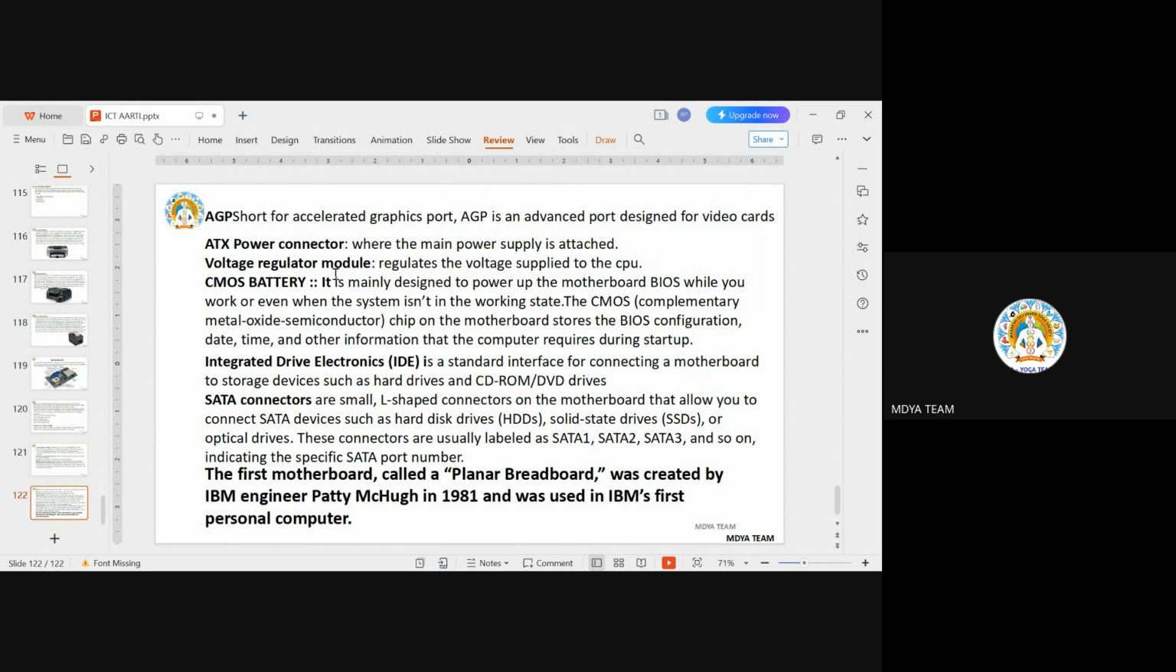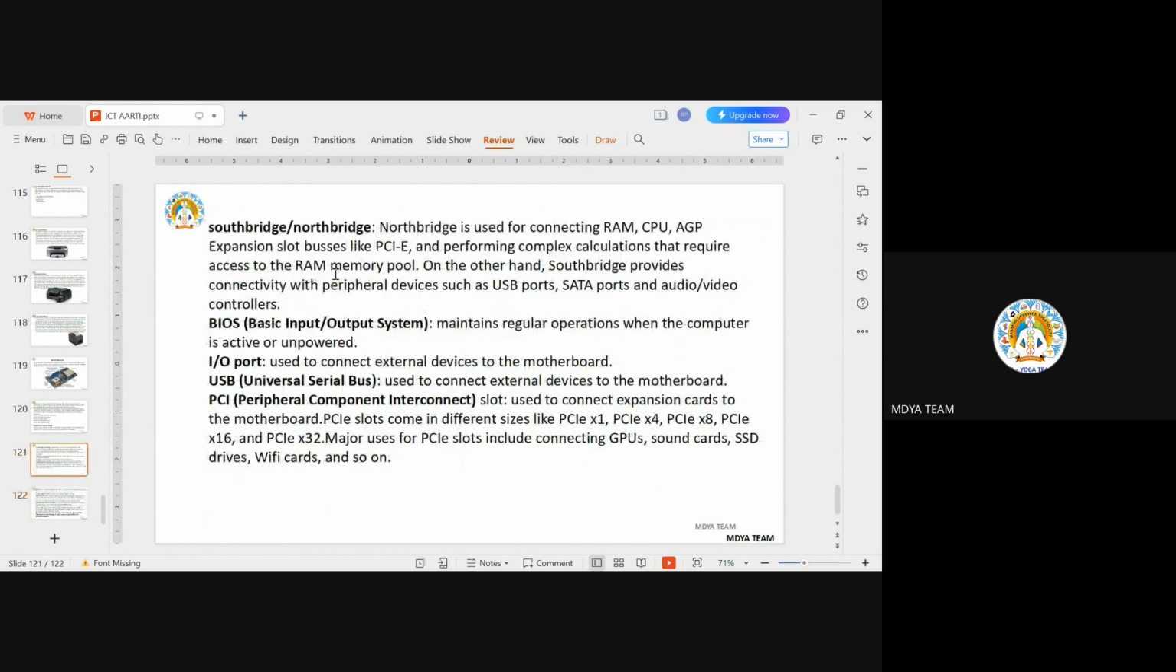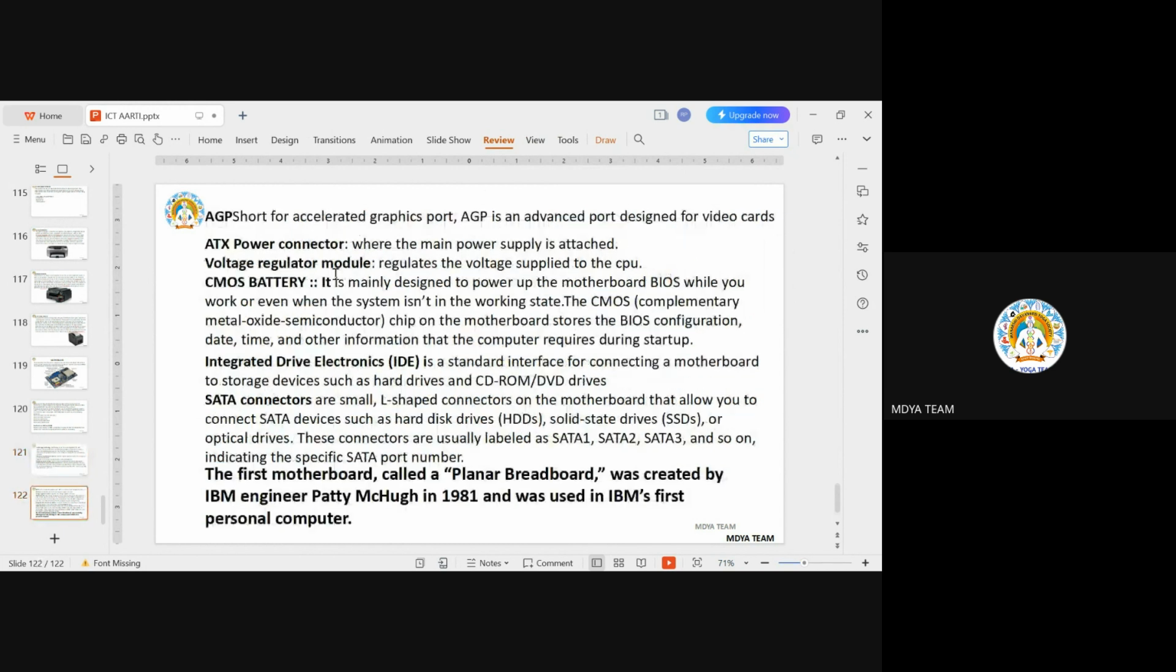AGP is specially for graphics, and it is present in every laptop or every PC. But if we want more graphics, more clarity, more colorful, more attractive images, we add extra graphics that are placed in the PCI slots. But AGP is present in every computer or laptop. The AGP slot is for the graphic cards, the video cards.